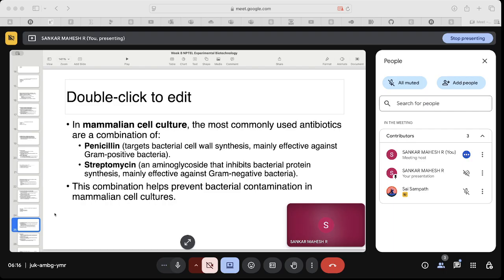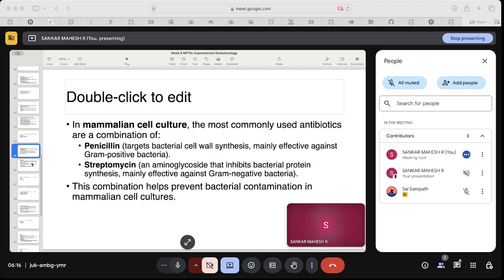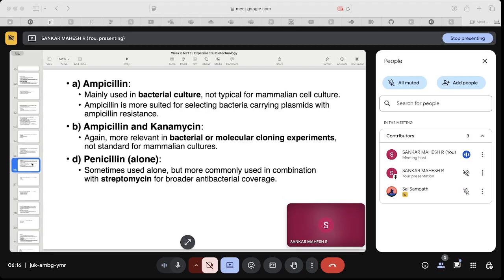This way, any kind of bacterial contamination can be prevented in mammalian cell culture. Because the media is rich and your mammalian cells take more time to grow, your bacteria can outnumber your mammalian cells in a shorter time, because bacteria have a shorter doubling time. So you definitely do not want contamination from bacteria. That is why you want to add these antibiotics. That is clear: penicillin for gram positive, streptomycin for gram negative. Was that clear? Yes, sir. Okay, good.